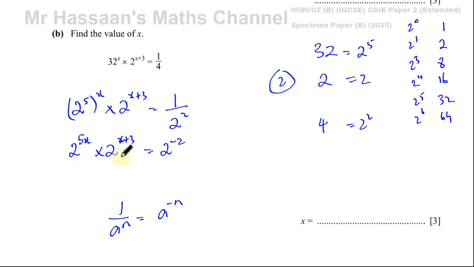So now I can combine these two together. As we know, when we multiply two numbers in index form, we add the powers. So this is going to be 2 to the power of 5x plus x plus 3, and that's equal to 2 to the power of negative 2. So that's 2 to the power of 6x plus 3 equals 2 to the power of negative 2. So we're getting there now.